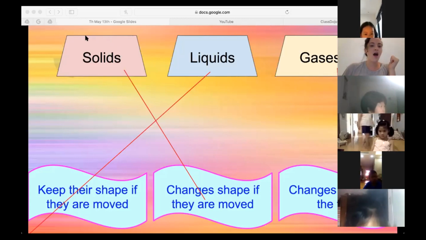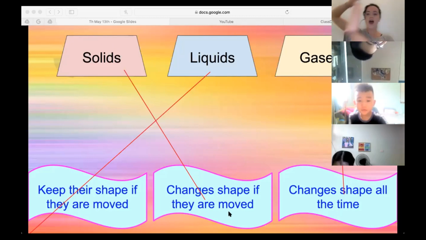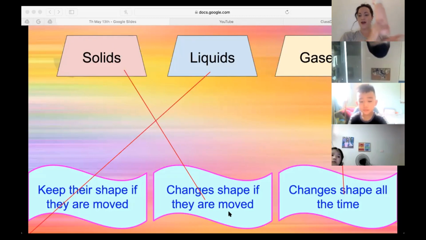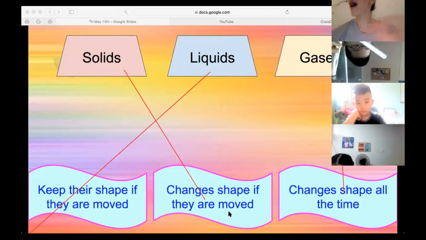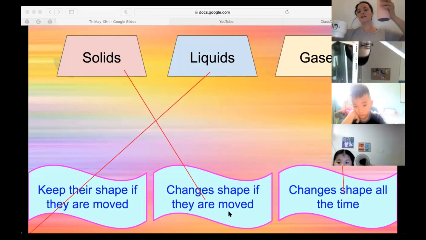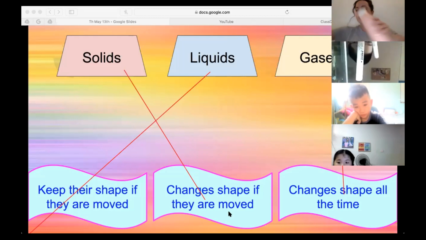No. So do solids change shape if they're moved? No. If you move a solid, it's still the same shape, whether it's here or over here or on my head. It's still the same shape. But you can break it. But what if I pour this water into this cup? Will the water change shape? Yes. Yeah, now it'll be the shape of this cup.